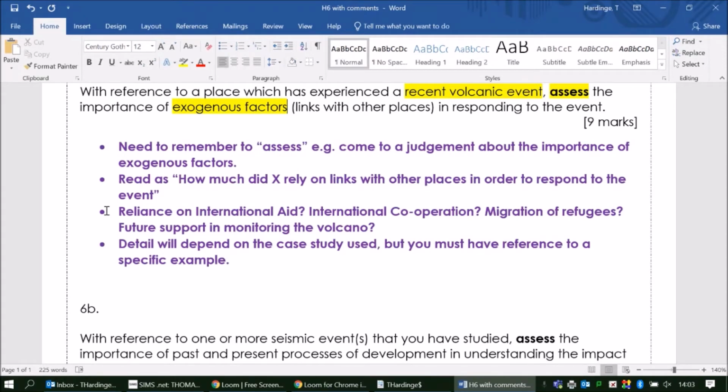You want to be mentioning some of the responses to the event. You want to have some specific facts and figures and details about that case study. But obviously those details are going to vary from place to place because each of those volcanic events are unique. So have a think about which example you're going to use. Then think about how important those exogenous factors were, and then you can start to hopefully have a nice clear plan of where you're going within that answer.